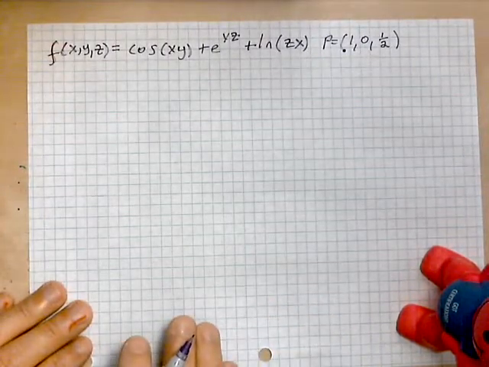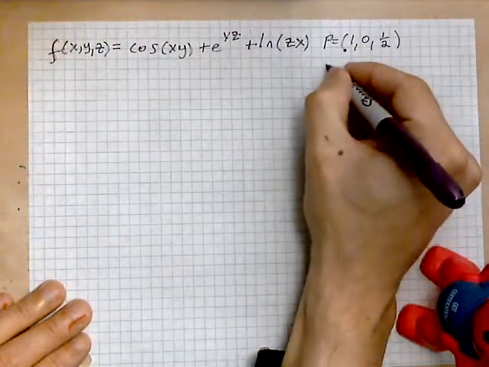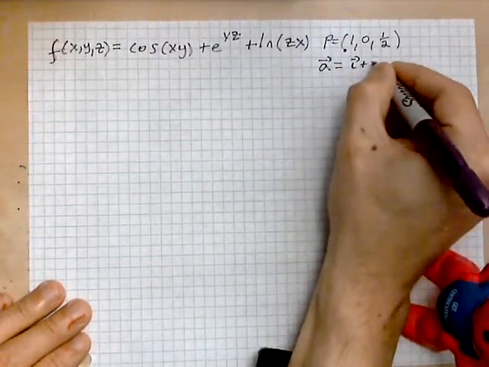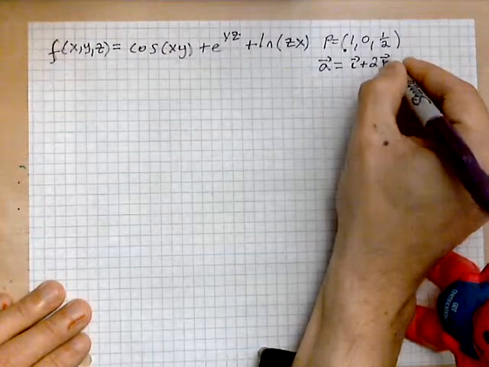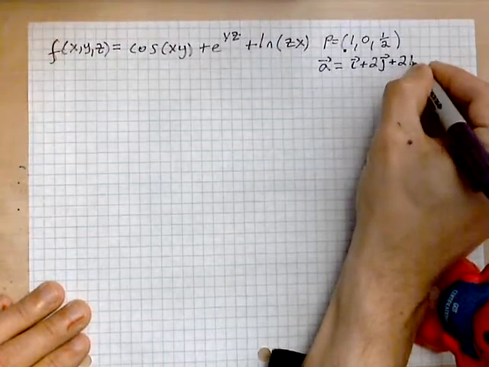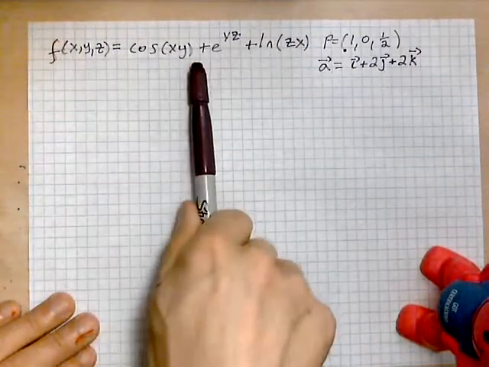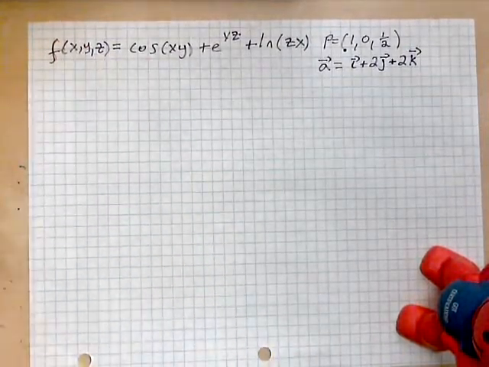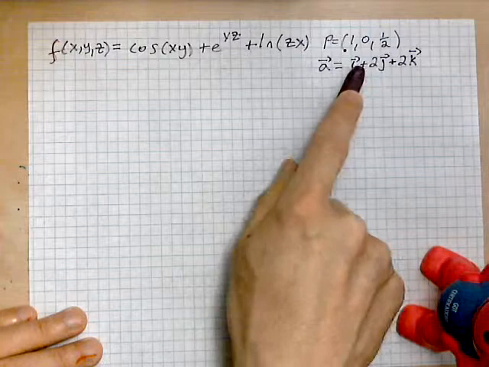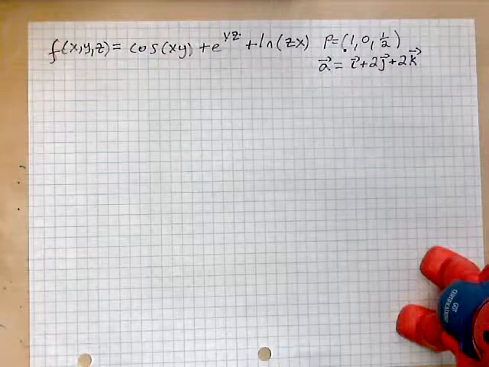And the vector that gives the direction for finding the directional derivative is a equals i plus 2j, and lastly plus 2k. So these are the key pieces of information: the function f of x, y, and z, then your point 1, 0, 1 half, then your direction vector i plus 2j plus 2k. Once you have these pieces, you apply the following procedure.